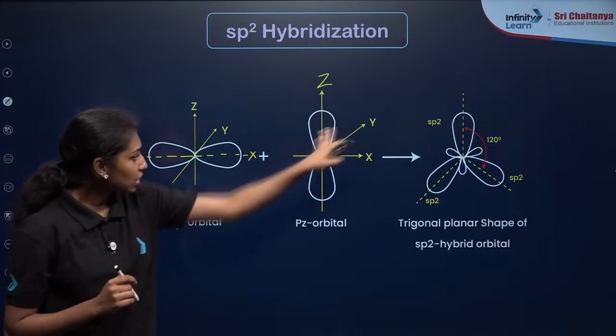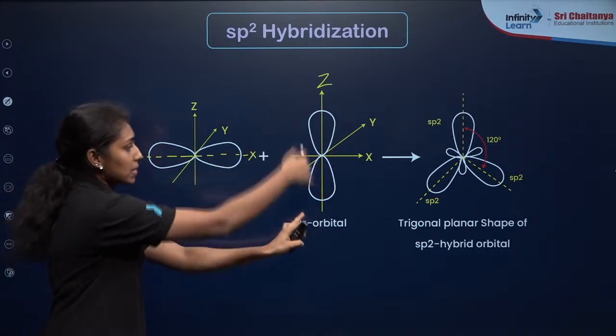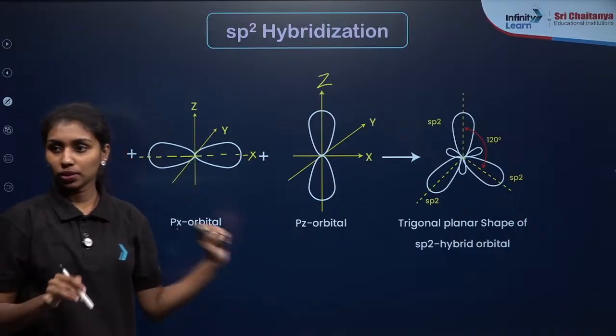Okay, this is the x-axis, this is the y-axis, the remaining will be the z-axis. The shape is along the z-axis, so this will be the pz orbital.